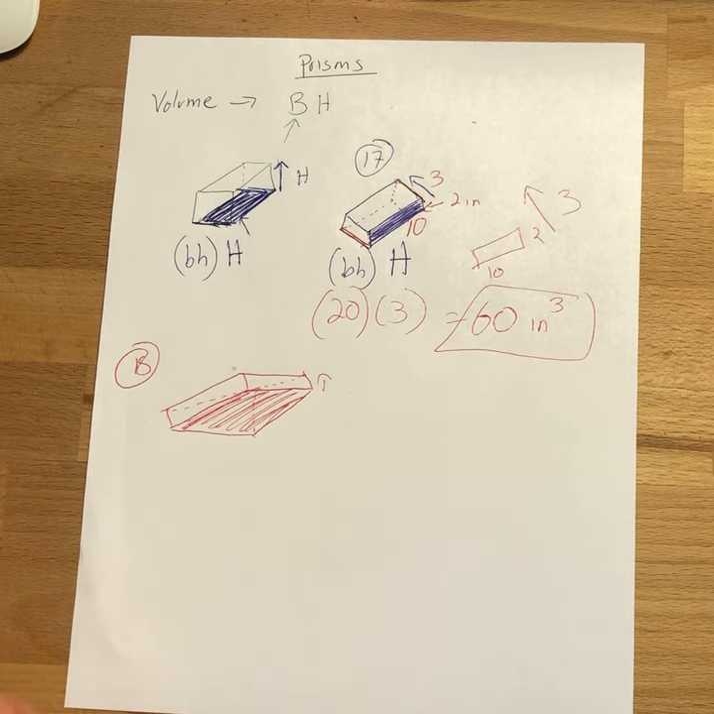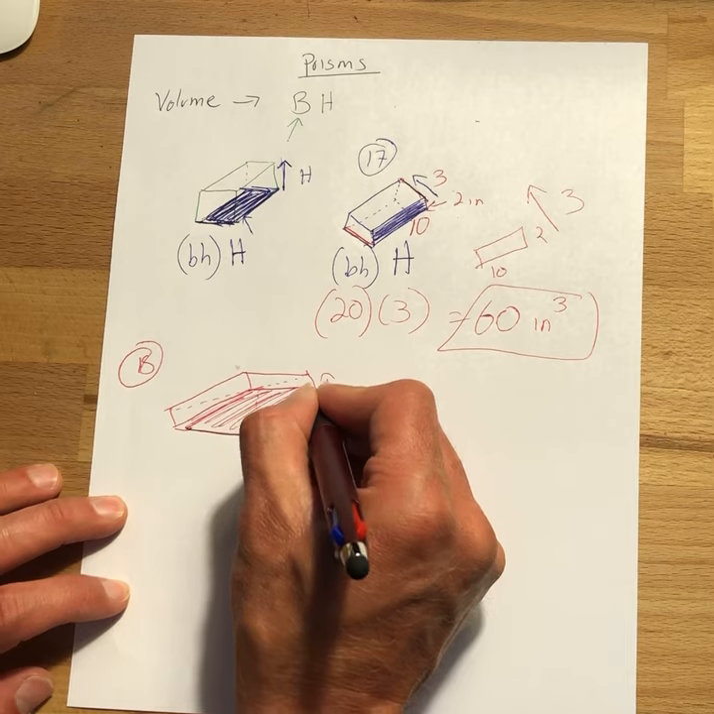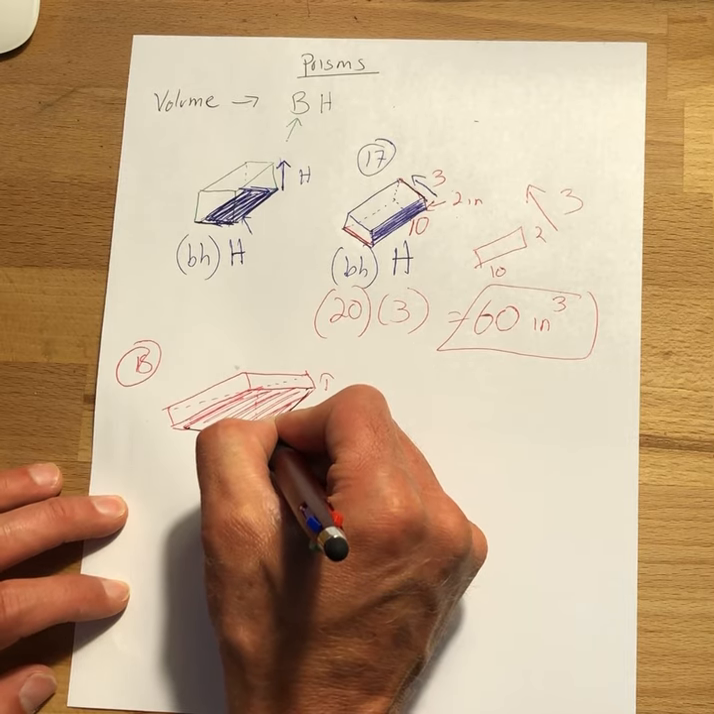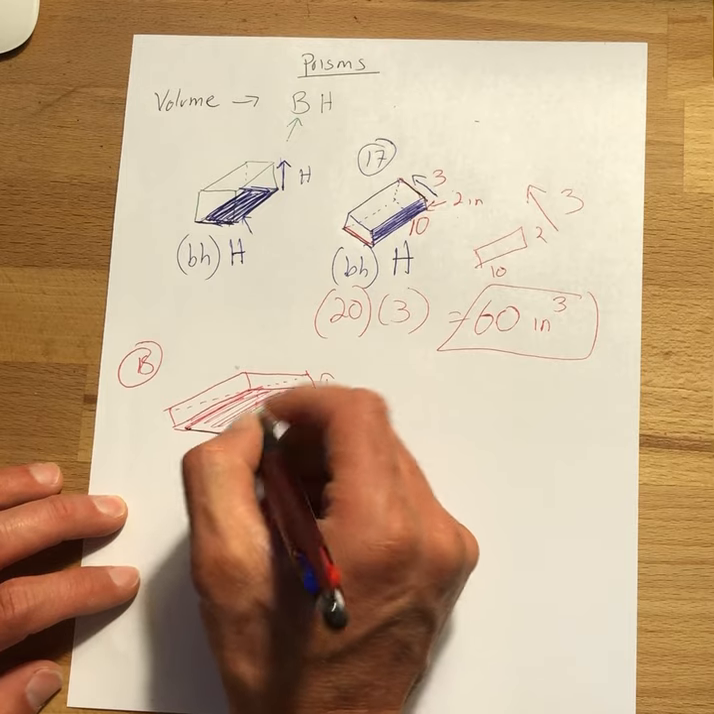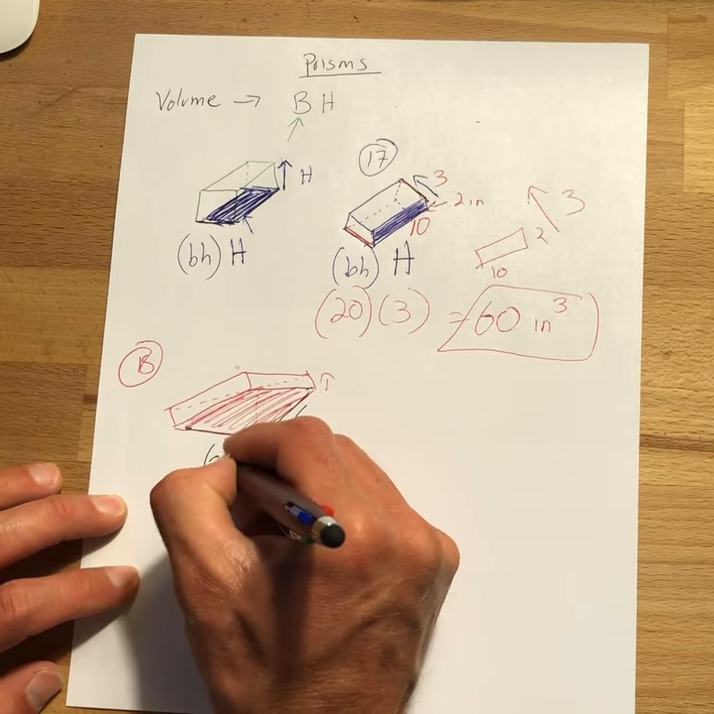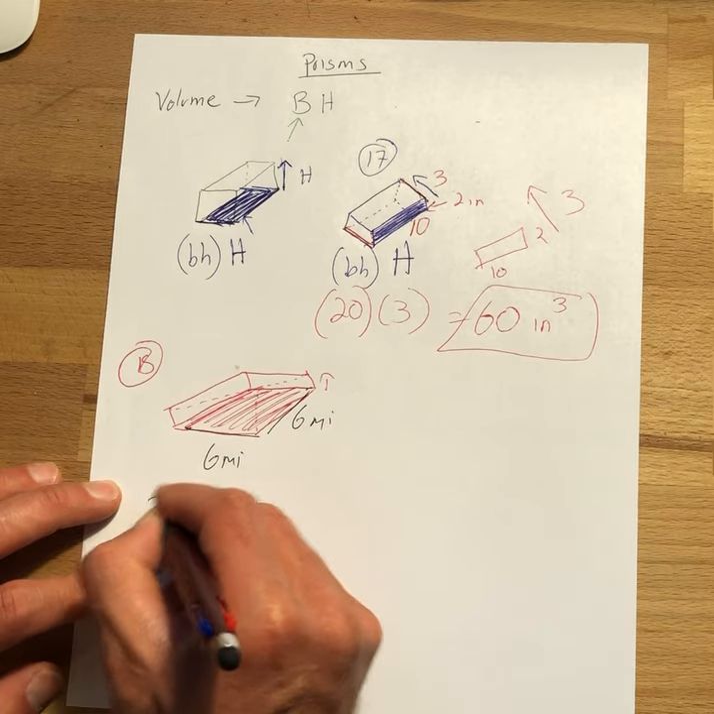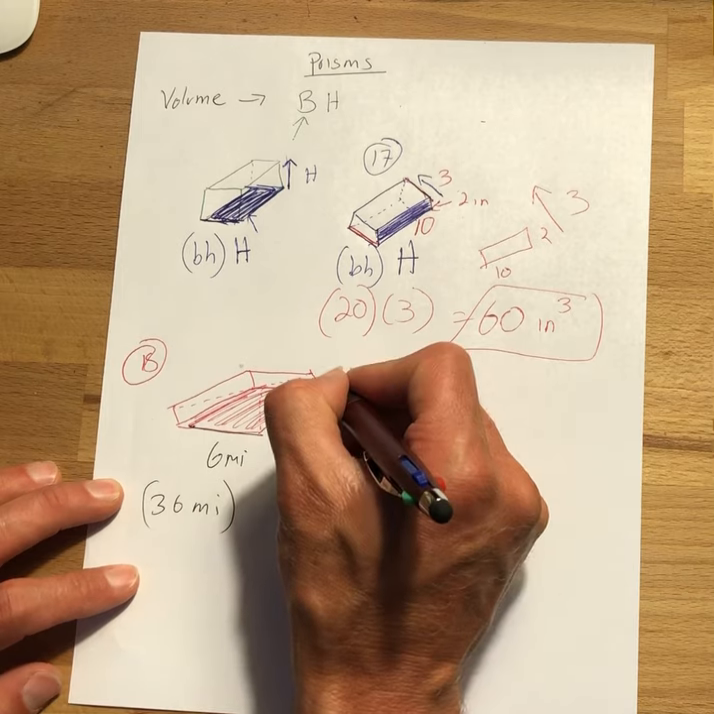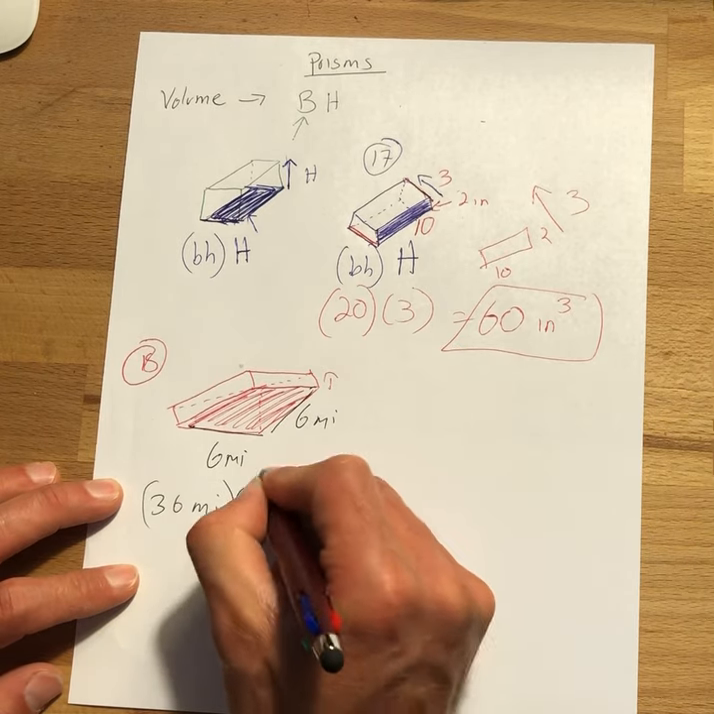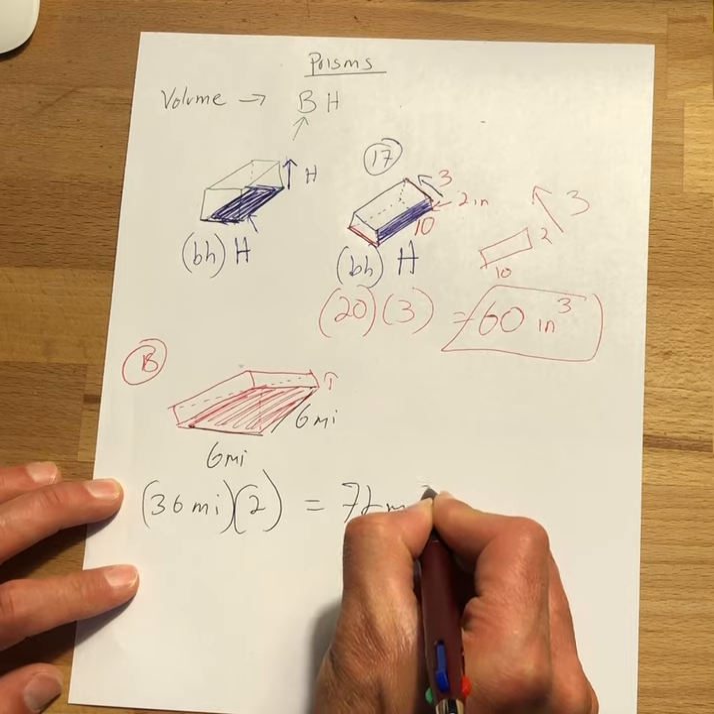All right, well, let's see if you did it. The area of this is base times height, where this is 6, and this is 6. This is 6 miles. This is 6 miles, which is 36 miles squared. But anyways, we'll figure out what that is times 2, which is going to be 72 miles cubed.